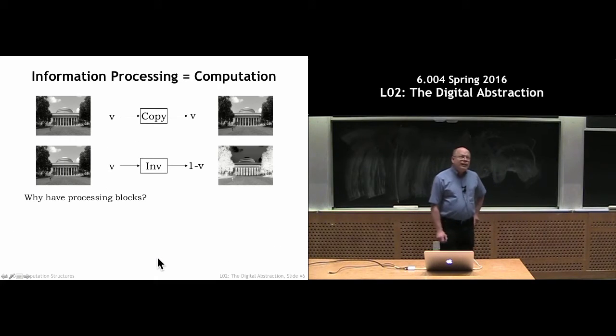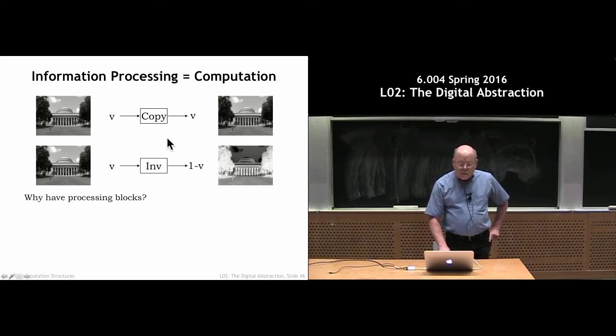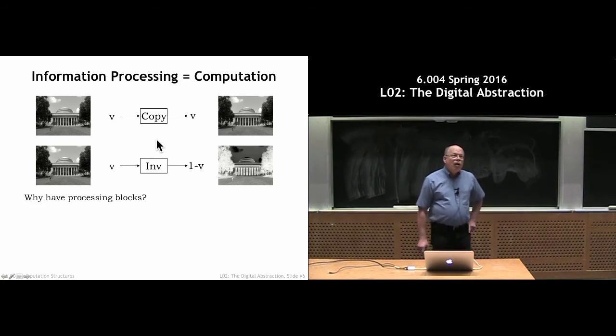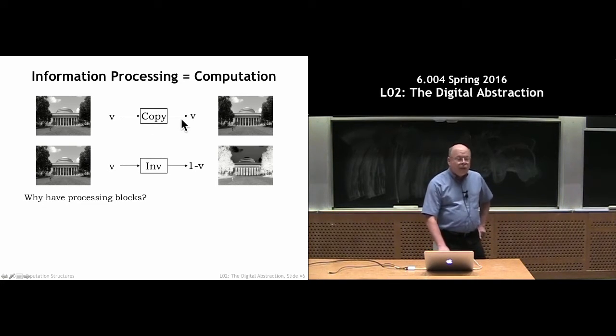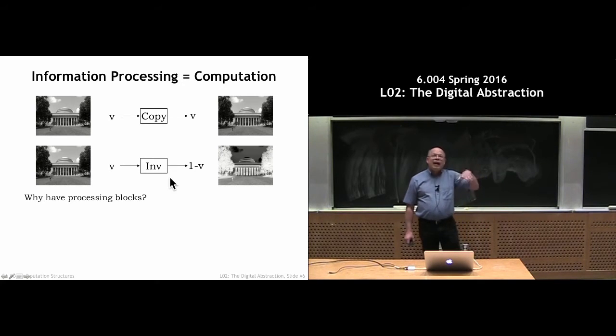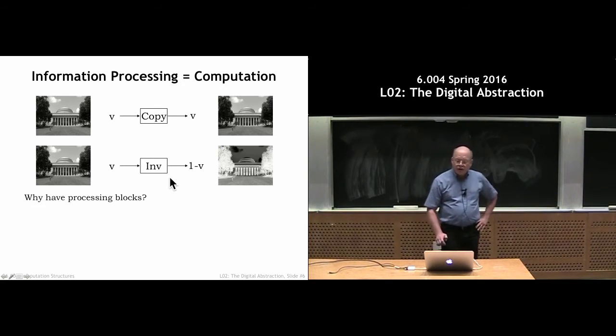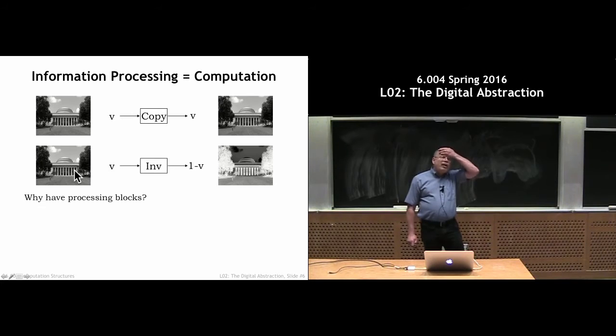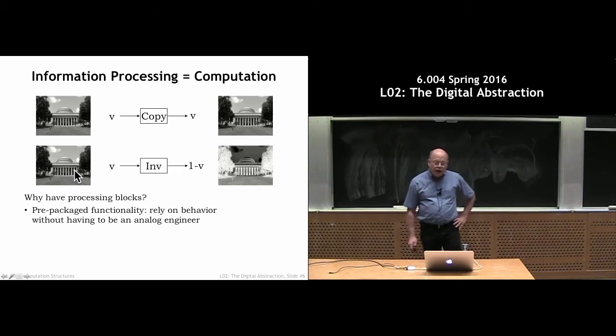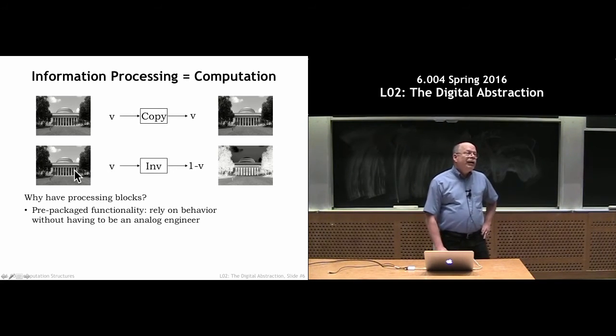So let's build a system now. We're going to introduce two operators. One's copy, and its job is to basically produce on its output terminal the same voltage that's on the input terminal. And invert basically produces 1 minus that. So white turns to black, black turns to white, so forth and so on. So you can see this is the negative of that picture. And the first question is, why are we using components? Well, components really are our key to building very large systems.